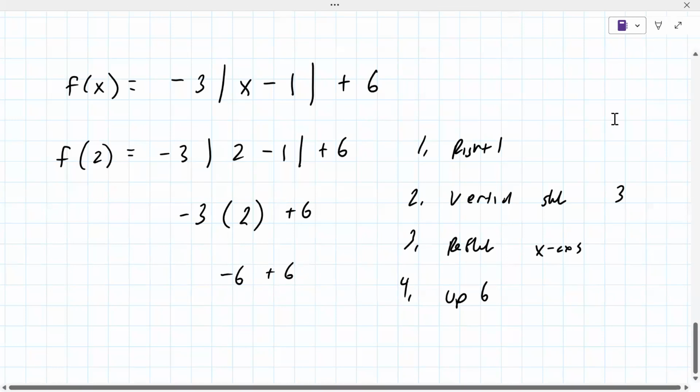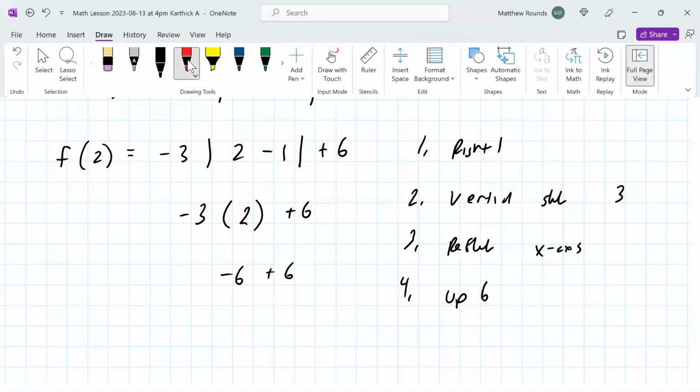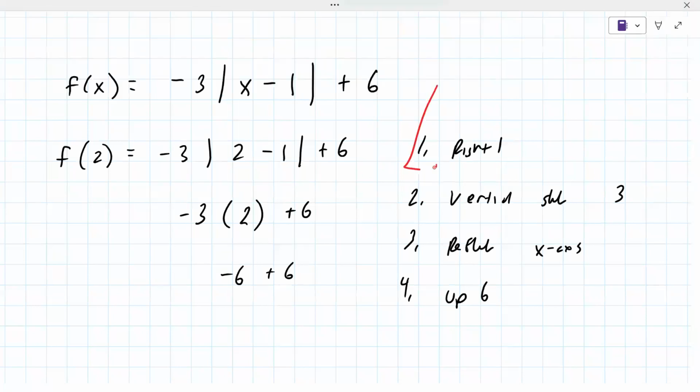You start learning that left and right come first, up and down come last. So where would other stuff appear? There's kind of two things that could appear here. A horizontal stretch, which you don't have. The other thing that could appear in this order is a reflection over the y-axis.